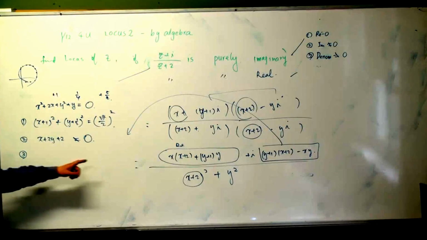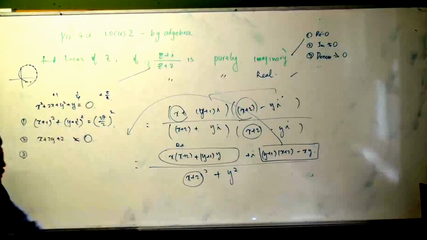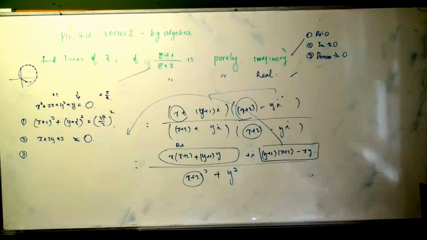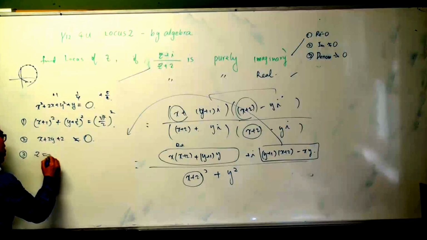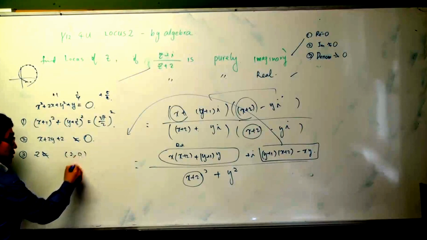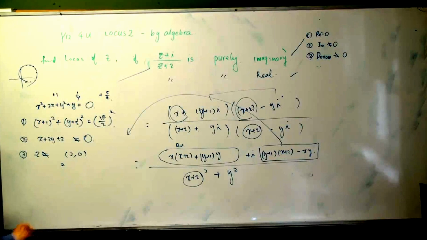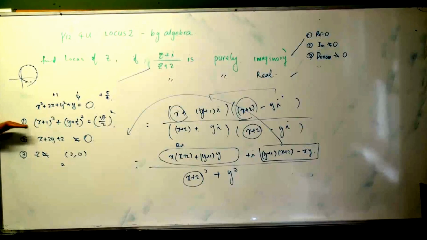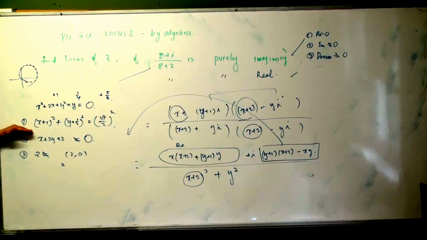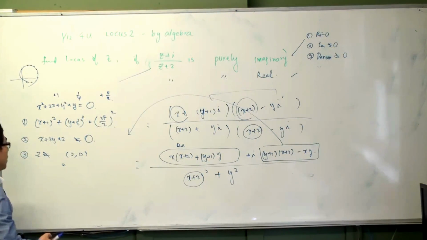Then another condition comes: the denominator, isn't it? Denominator shouldn't be 0. In what case does the denominator become 0? When x equals minus 2 and y equals 0. So z should not be (-2, 0), isn't it? So our final answer is, to satisfy that, the complex number should be on the circle, except those cases. So let's see what they are.